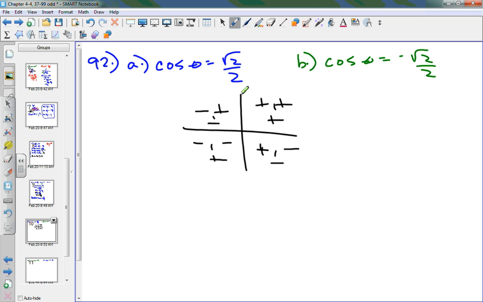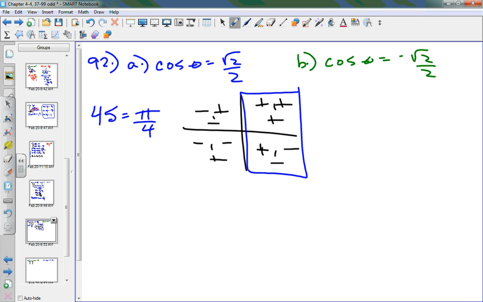Sine, cosine, and tangent values in each quadrant. Agree? Okay. What quadrants have a positive cosine? 1 and 4. So I'm going to be in quadrant 1 and 4 if I have the square root of 2 over 2 positive. Do we understand that? What angles have a cosine positive square root of 2 over 2? 45, which is what? Pi over 4. That's quadrant 1.